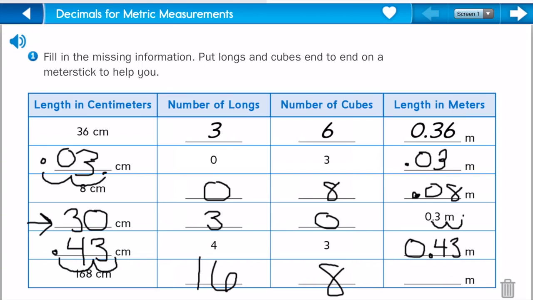So let's try it again. Let's move the decimal point over 2 places because we know that there are 100 centimeters in a meter. So move it over 1, we move it over 2, and we get 1.68 meters. Now let's go to the next screen.